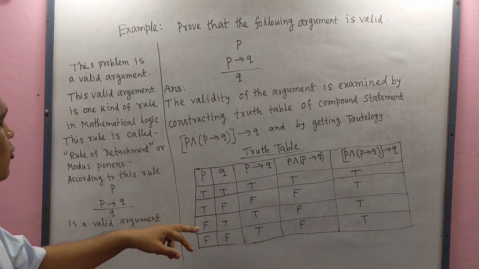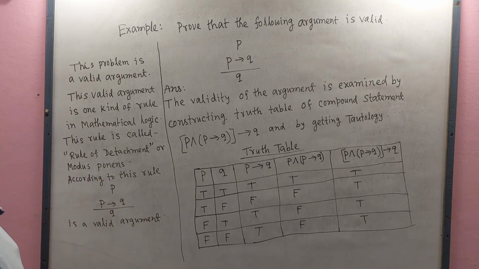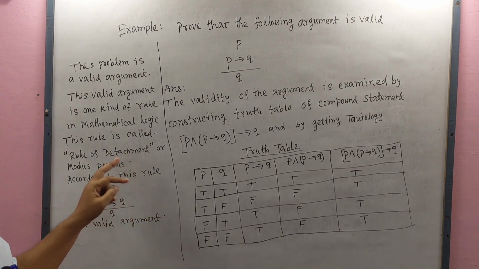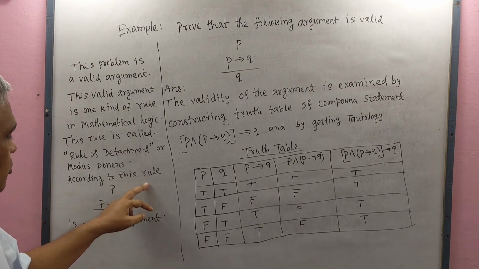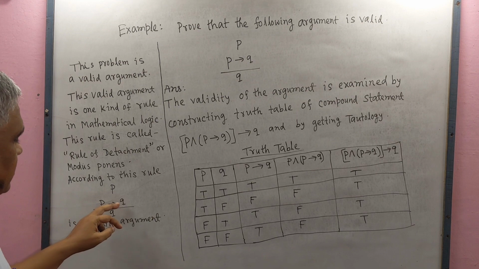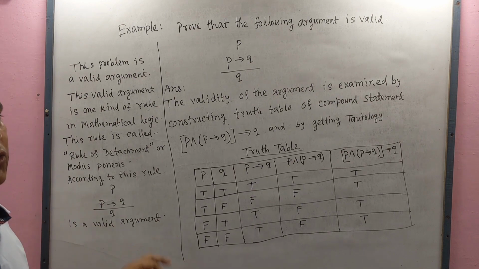This valid argument is one kind of rule in mathematical logic. This rule is called rule of detachment or modus ponens. According to this rule, P, P implies Q, conclusion is Q, is a valid argument.